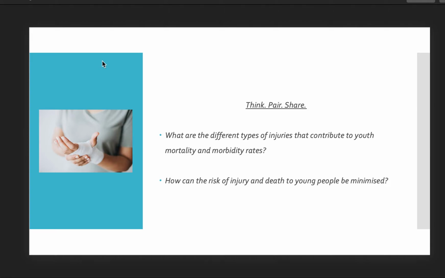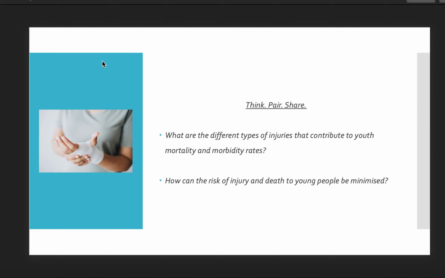So, before we move on, I want you to do this process. If we were in the classroom, I'd say turn to the person next to you and have a chat. What I'm going to ask you to do right now is either with somebody in your house or your family, or if there's nobody available, then you can do this by yourself in a little brainstorm, but have a think about it. What are some different types of injuries that contribute to youth mortality and morbidity rates?